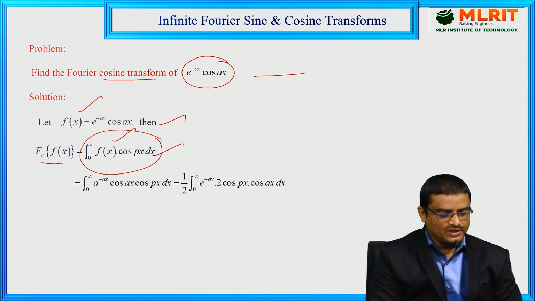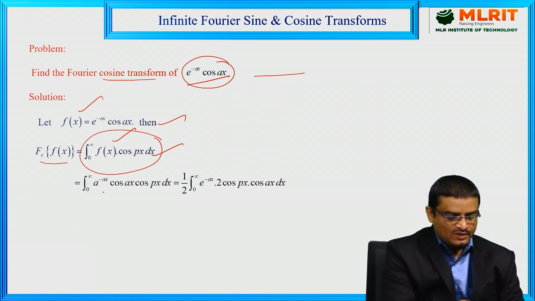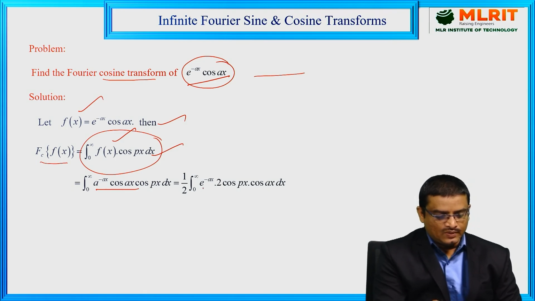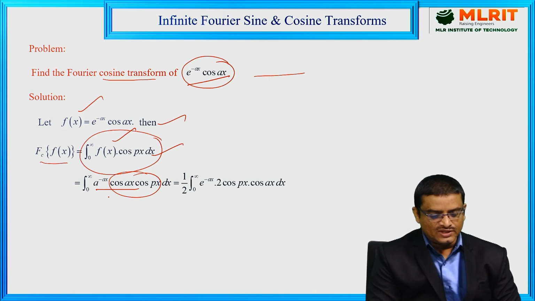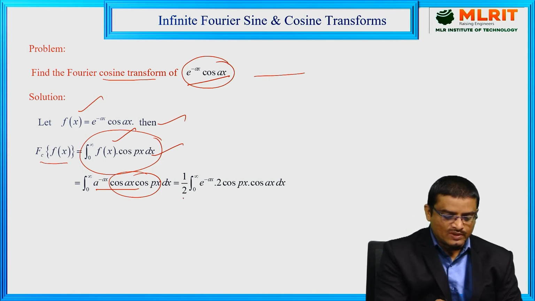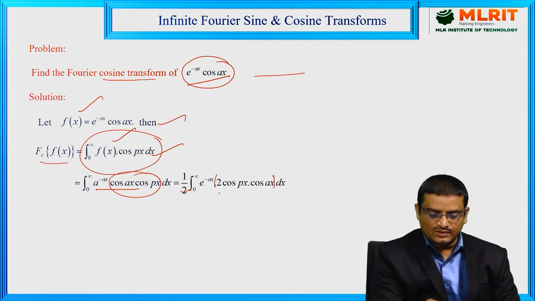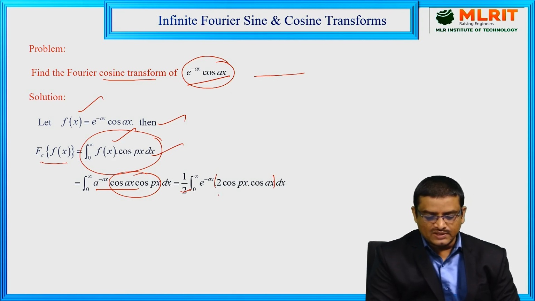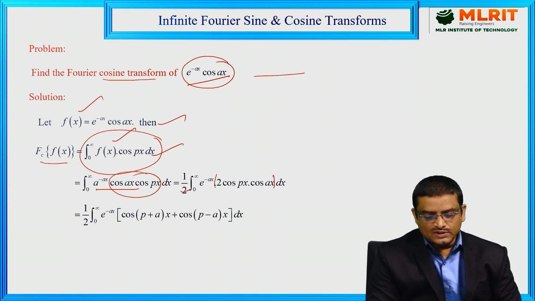So now substitute f of x is equal to e power minus ax into cos ax. If you observe, cos ax into cos px is of the form 2 cos a cos b. So here I want to multiply the numerator and denominator with 2. I have taken the denominator outside, and in the numerator I have considered that 2 with cos px and cos ax. Now apply the 2 cos a cos b formula.